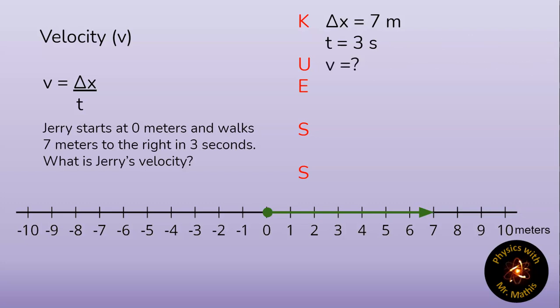The unknown we're solving for is velocity. And of course the velocity equation, v equals delta x over t. Substituting delta x and t into the equation, we get v for velocity equals 7 meters divided by 3 seconds. Using a calculator, we can find that the velocity is 2.3 meters per second.